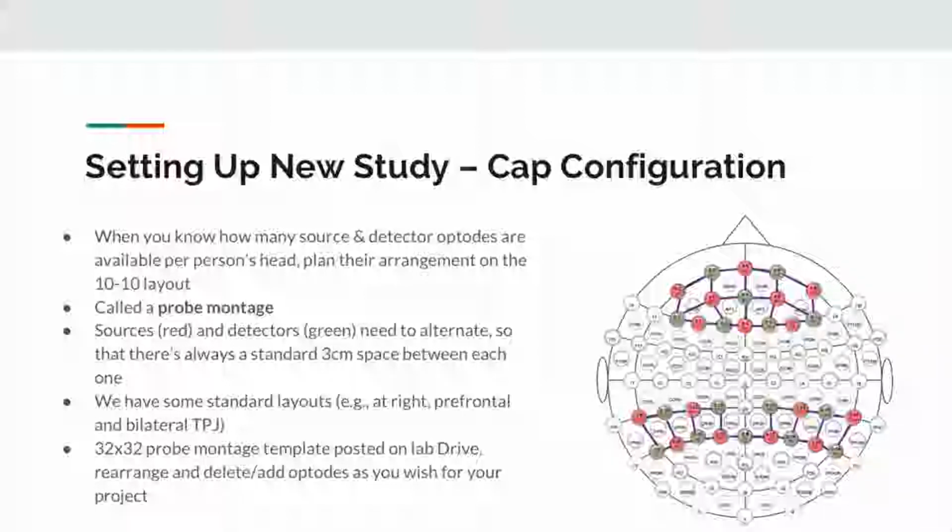The sources, in red here on the diagram, and the detectors, in green, need to alternate so that there is always a source and detector pair. They're spaced evenly across the head, and we use the standard 3 centimeter spacing between each one. We have some standard layouts already programmed into NIRStar, such as prefrontal and motor. This one that I'm showing is what we use for the SUMMIT study. This is a prefrontal plus bilateral TPJ.